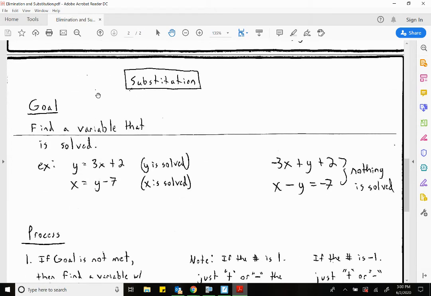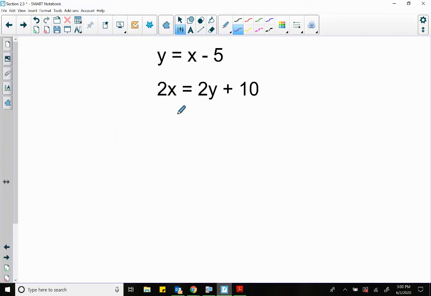Because the goal of substitution is to have a variable that's solved. See how right here, y equals 3x plus 2? Y is solved. We know what y equals. Or right here, x equals y minus 7. We know what x is. X is y minus 7. Okay, if you look at this, we know what y is. Y is x minus 5. I would not do elimination on this. That's more work. I would do substitution.